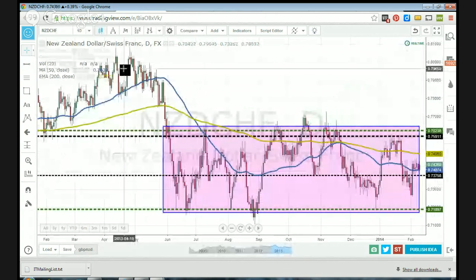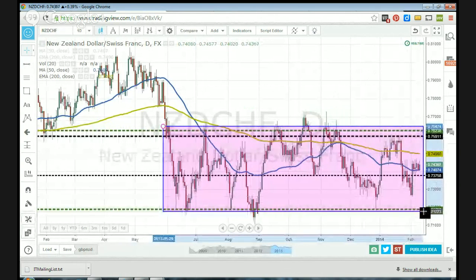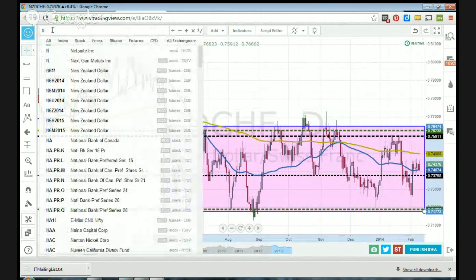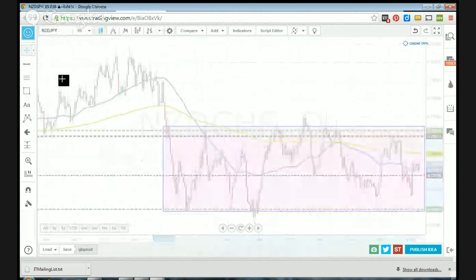Kiwi Swiss, so we're still in this range. Let me make this box a little bigger. I'm going to hold off. Price action is a little choppy here, so I'm going to hold off on that. If it goes, of course, with ranges, if it goes to the top or bottom, that could be an interesting trade. Kiwi Yen.